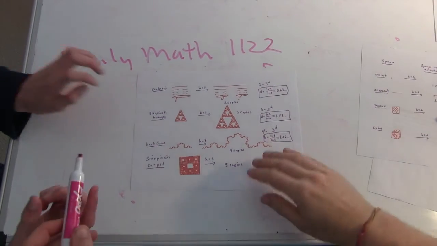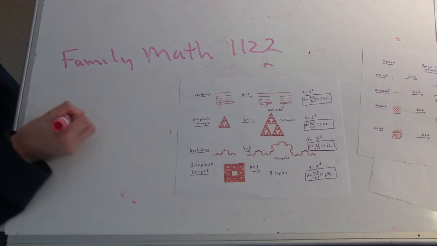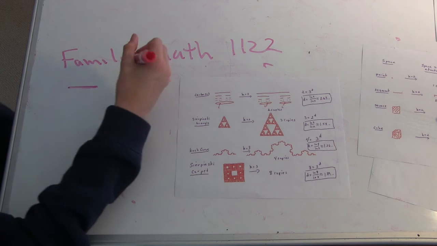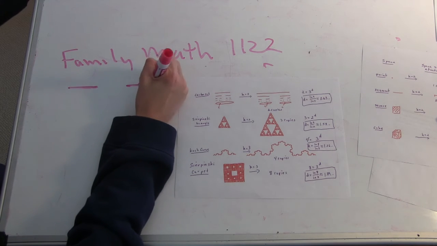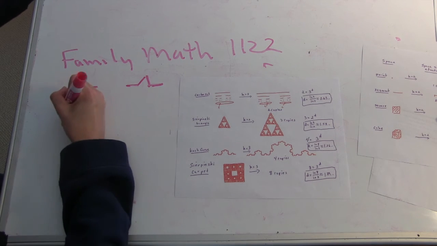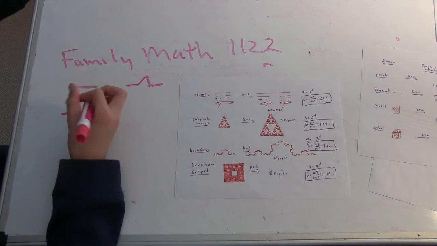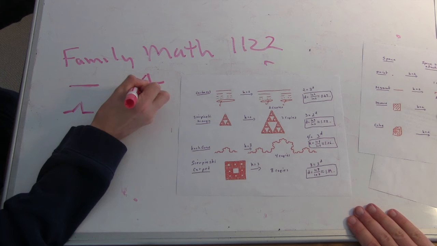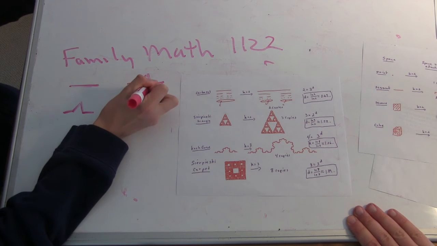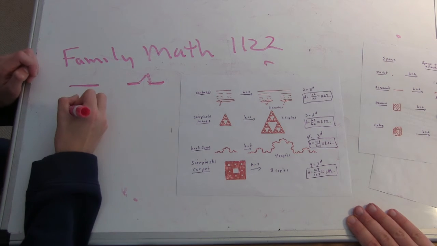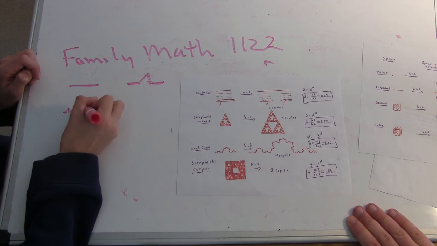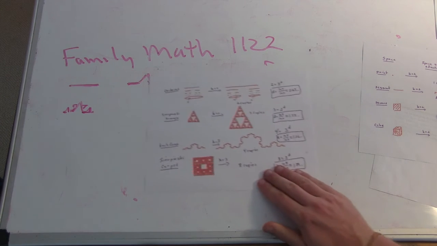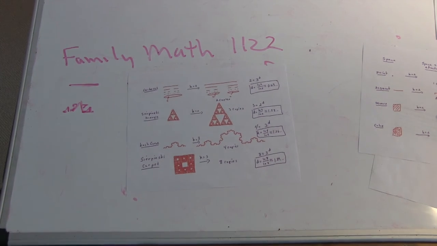Why don't you draw out the first couple? So you'd start with something like this, and then you would take the middle third and pop it up like this. And then you would do that again for the middle thirds of all of the other segments that are formed. So it'd look like this, and then you would keep doing that forever. Okay, great.